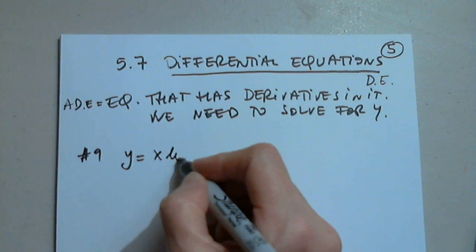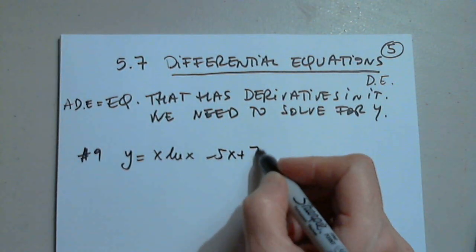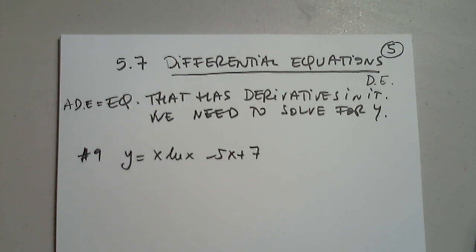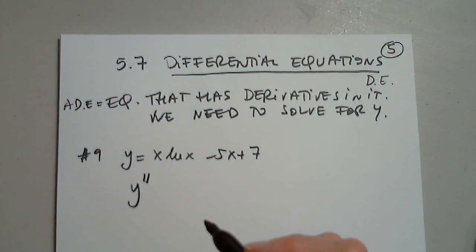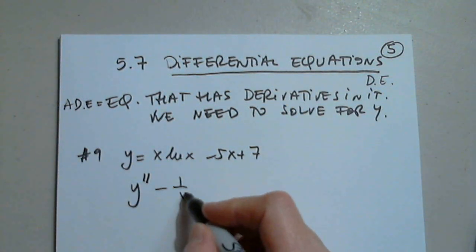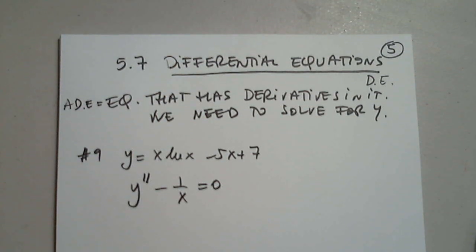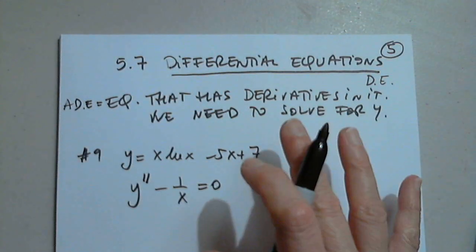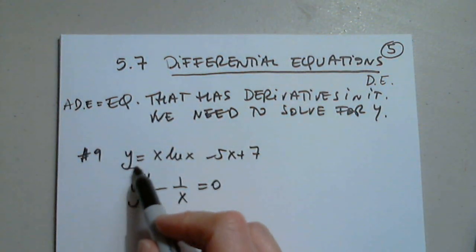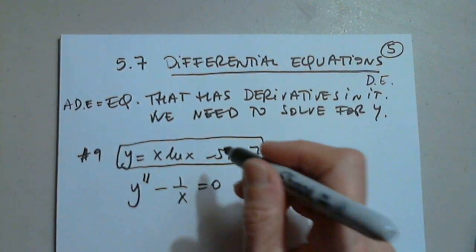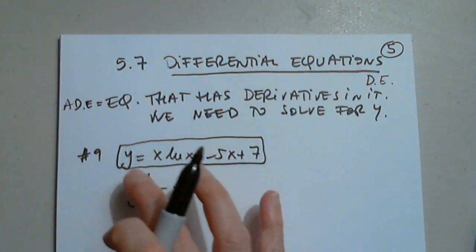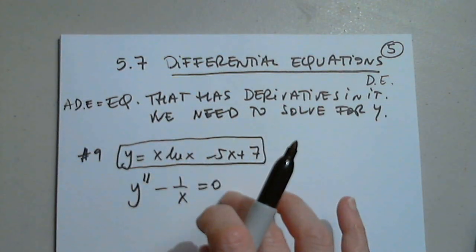y equals x natural log x minus 5x plus 7. They say, show that this function is a solution of this equation. What is this equation about? The second derivative of function y minus 1 over x equals 0. So in this problem, we're not asked to solve. We are given the solution. And they're saying to us, show that this is a solution of this equation.